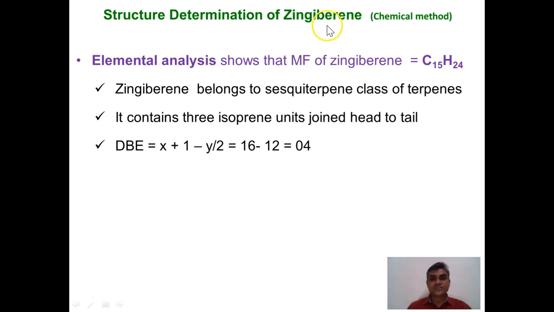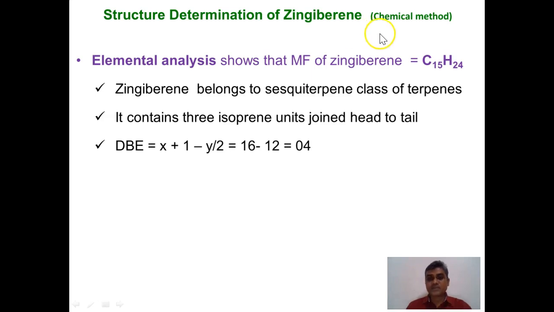Now let us discuss the structure of gingiberine on the basis of chemical methods of analysis. In earlier days, the chemists did not have sophisticated tools for structure determination, and therefore they relied on chemical methods of analysis for the structure determination of gingiberine. In chemical methods of analysis, generally gingiberine is isolated in a pure form from ginger, and after isolation it is subjected to a series of chemical reactions. After each chemical reaction or experiment, they derived some conclusion about the structural features of the gingiberine molecule.